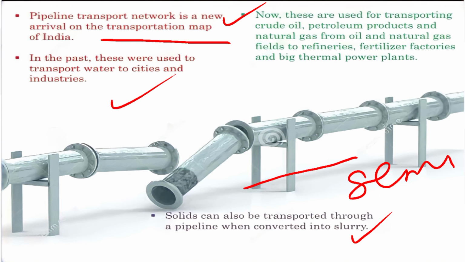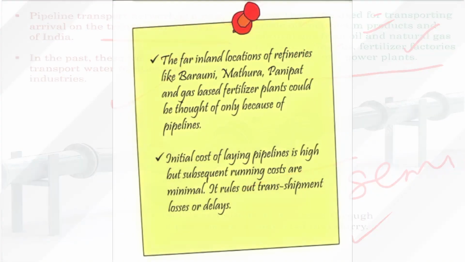Now these are used for transporting crude oil, petroleum, natural gas from the oil generating regions, extracting regions, to the refineries where they are refined, fertilizer factories, big thermal plants. All these regions are getting this material transported through the pipeline.